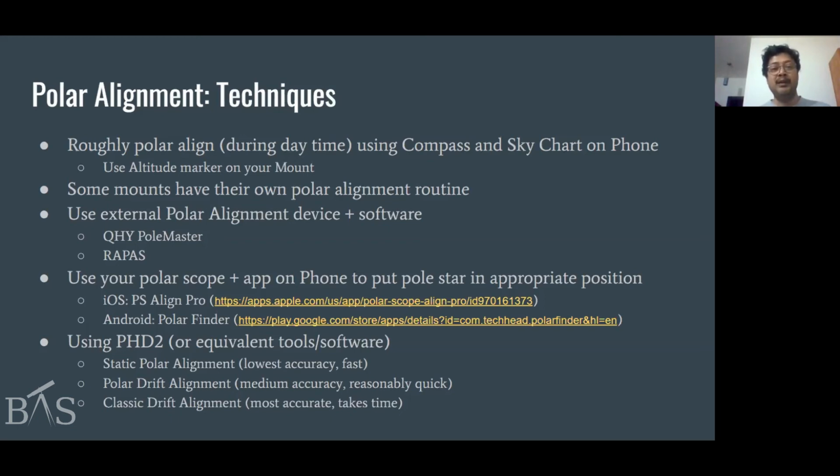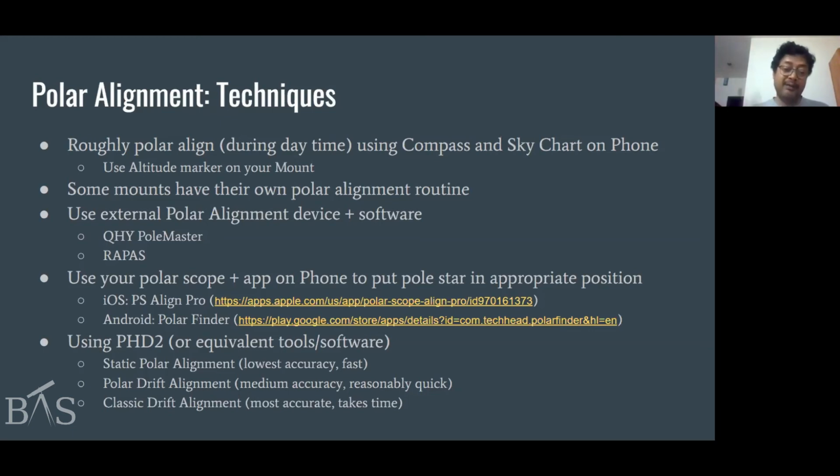If you're at the site for the very first time, use your compass and the sky chart on the phone to find out where the pole star is supposed to be. Ask around, somebody who has come to the site before might know. Or if you have been to the site, you know where exactly the pole star comes. Set the altitude markers on your mount to the correct altitude, get as close as possible. It helps you. You cannot do polar alignment by any method if you're off by, let's say, 30 degrees.